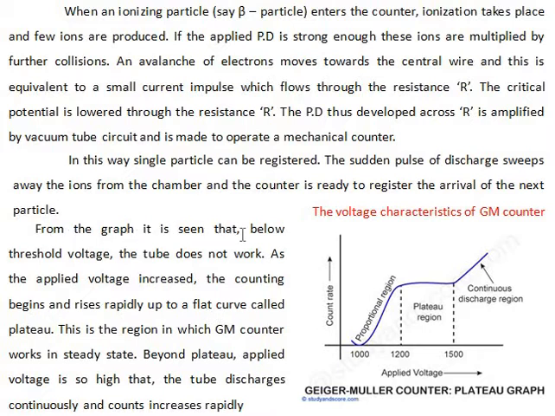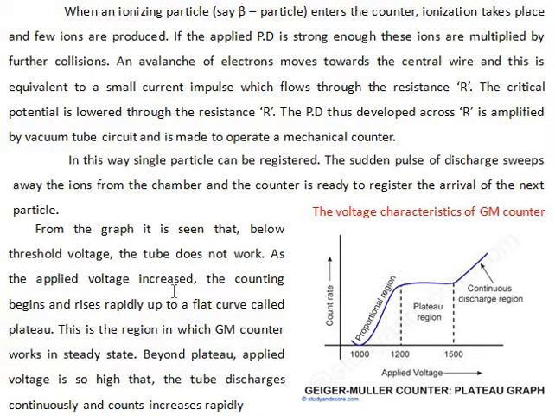From the graph, it is seen that below threshold voltage, beyond this, the GM counter does not detect, because up to here it is shown 1000 volts, but in our laboratory it is around 400 volts. So up to this point the GM counter is not active, and this is not the threshold voltage. When it reaches the threshold voltage, only then the count starts. So from the graph it is seen that below threshold voltage the tube does not work.